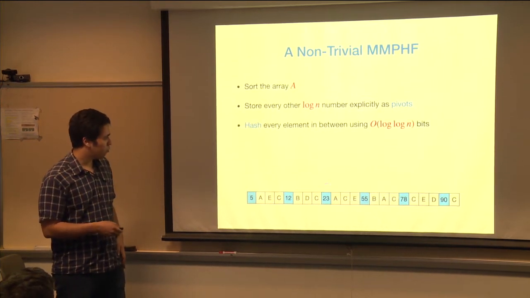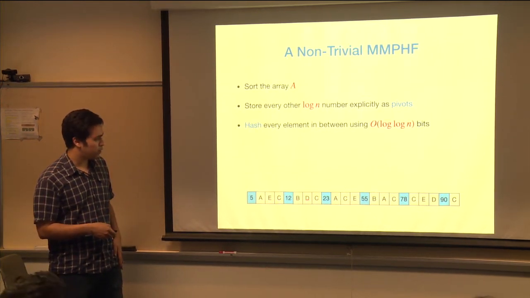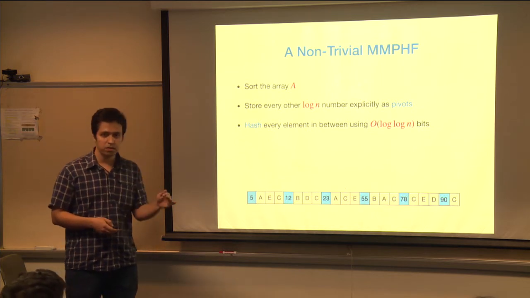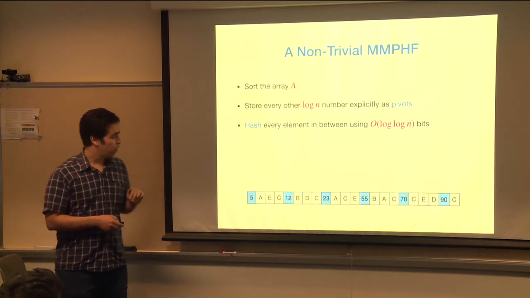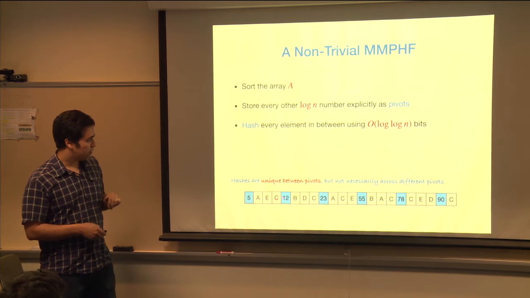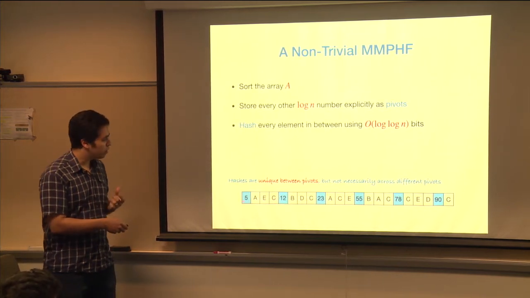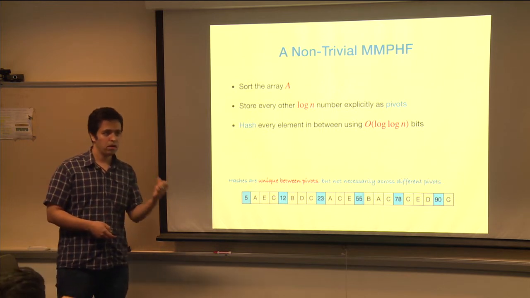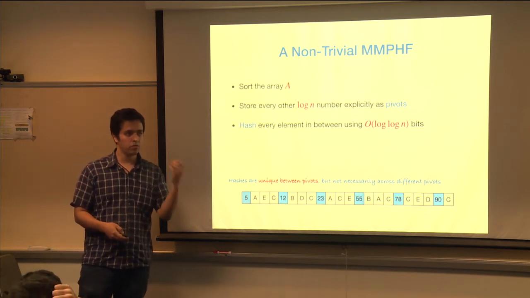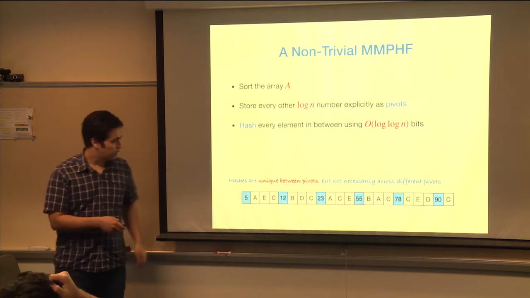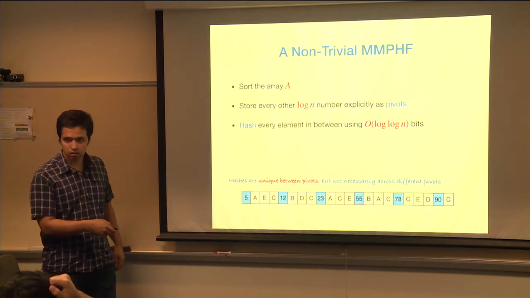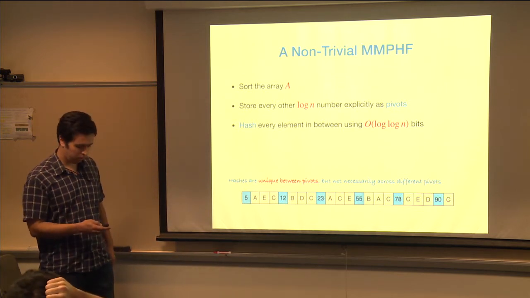After that, what I'm going to do is to hash every number in between using log n bits. Now, what will happen is that these hashes will be unique between the pivots. I have log n numbers between every pivot. Log n bits are enough to hash them to unique. It may not be unique across pivots, but that's not a problem.